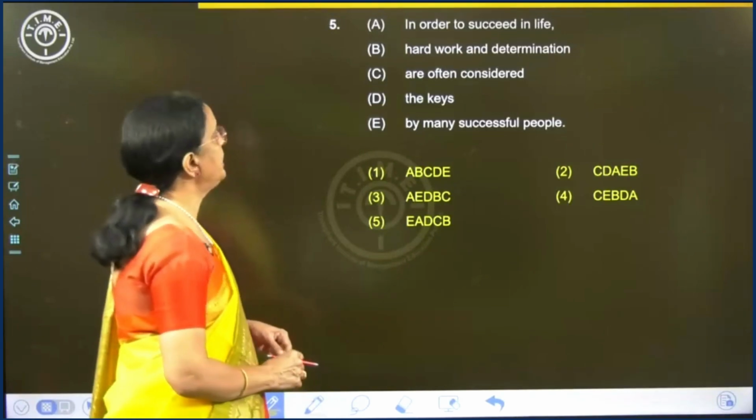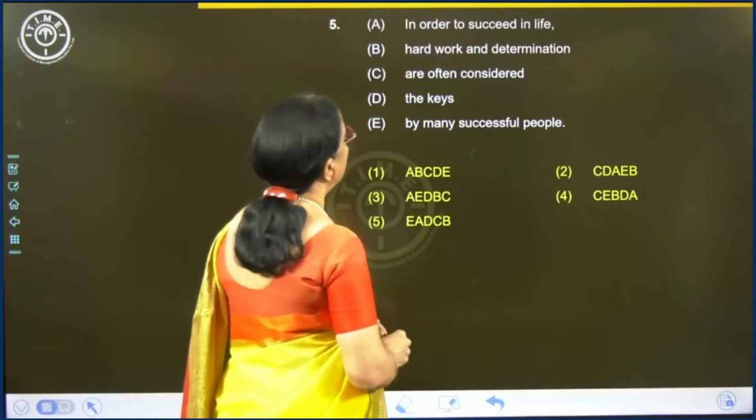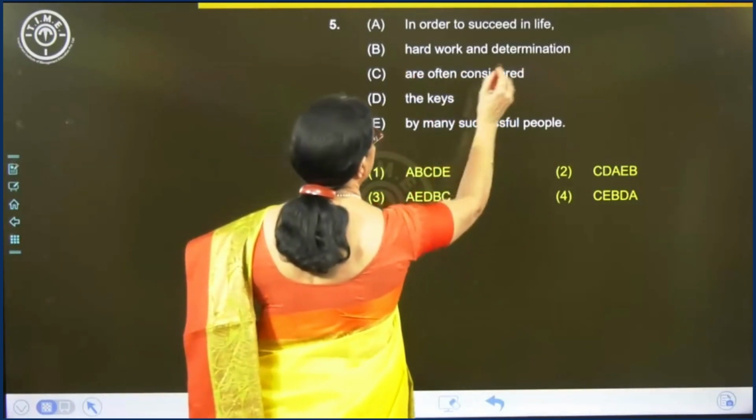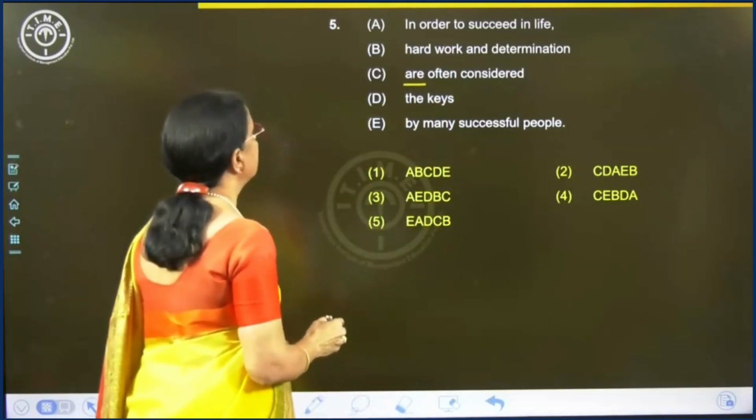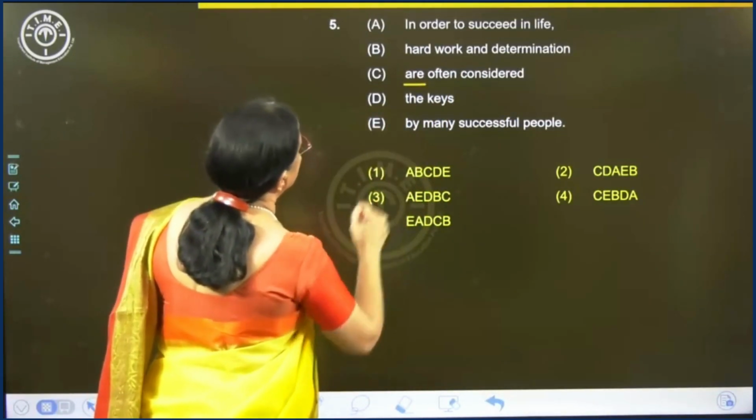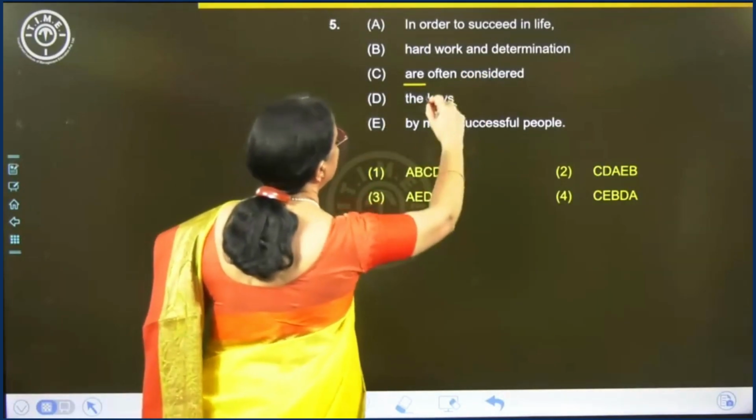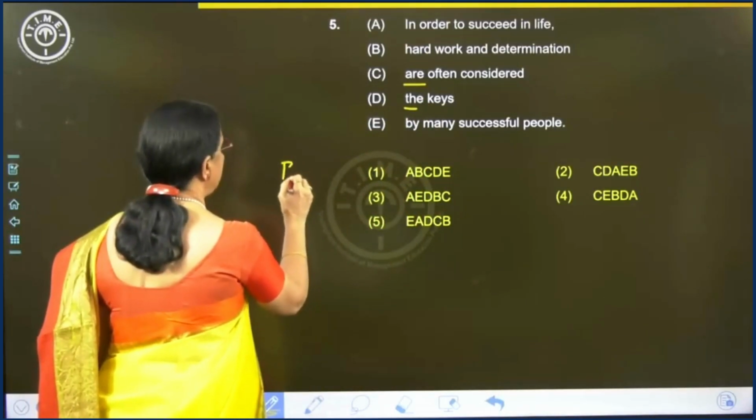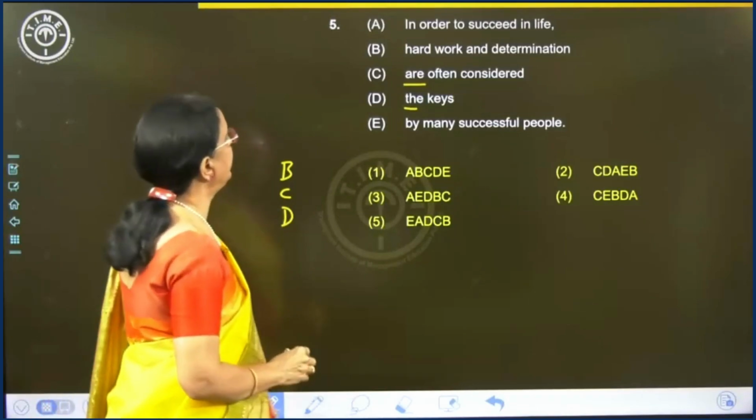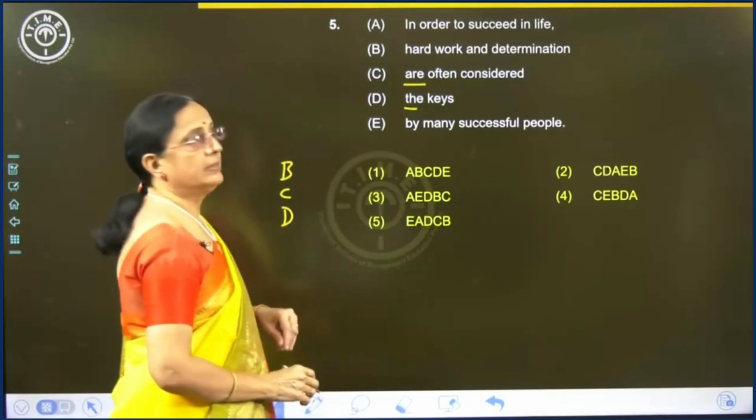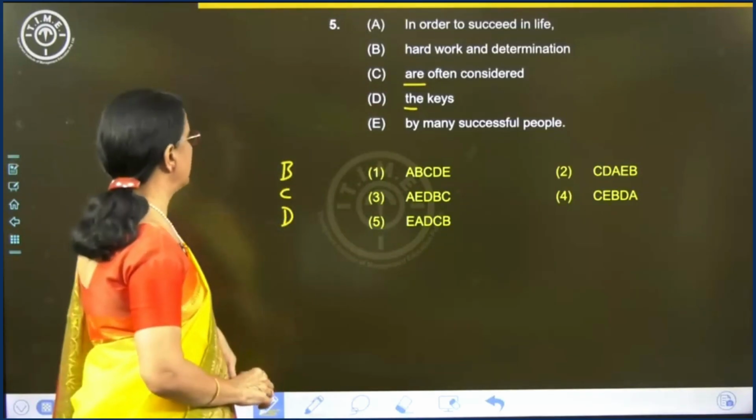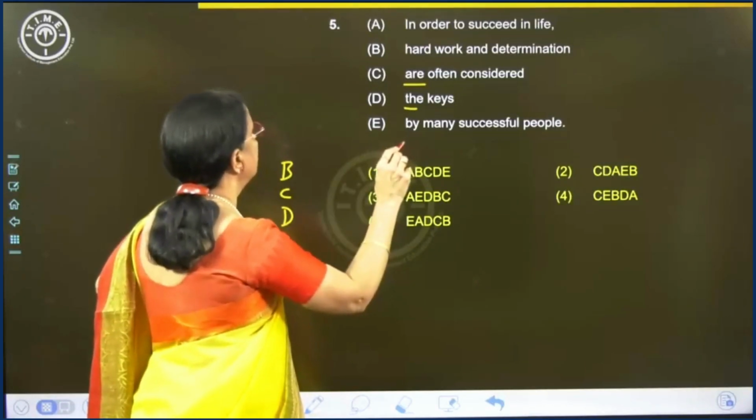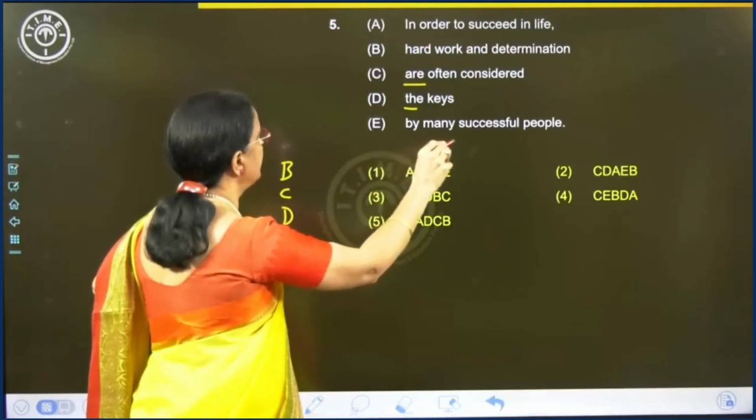In order to succeed in life, okay, hard work and determination are often considered. All right. Hard work and determination are. All right. So, you can start. Right. Hard work and determination are often considered the keys, straight. So, I am writing B, C, D, straight. Okay. Now, we have to look at the last, A and E parts. Ready. In order to succeed in life, hard work and determination are often considered the keys by many successful people.